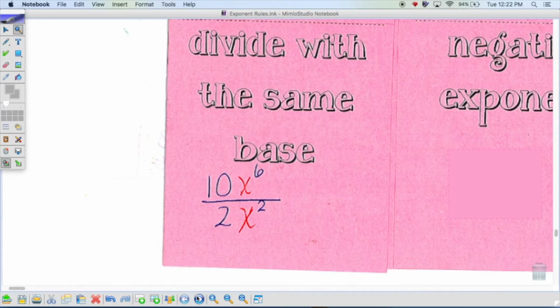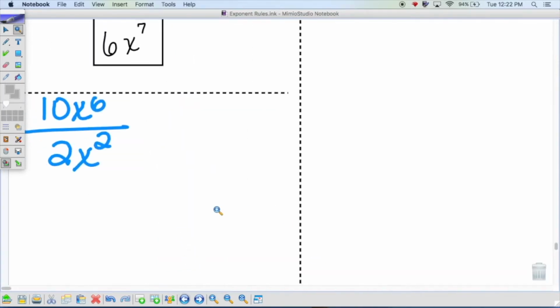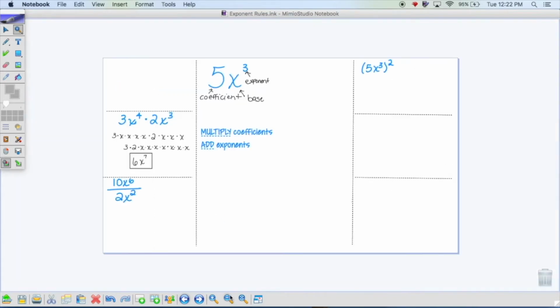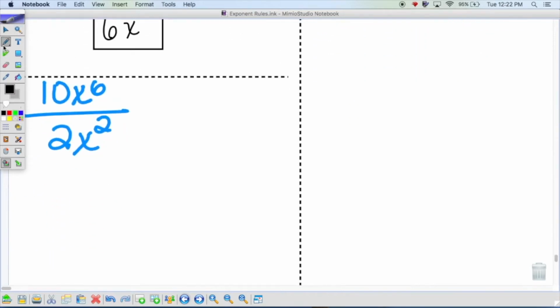Okay, go ahead and open up that flap and we'll copy that on the inside of that flap. So again, we're copying that right here. 10x to the 6th divided by 2x squared. Okay, so let's see what our shortcut would be. I'm going to write this out. This is 10 times x multiplied by itself 6 times over 2, and then x multiplied by itself twice.